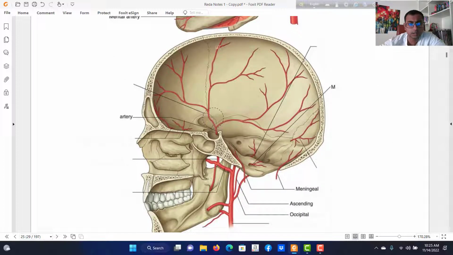So this is the pterion. So these are the middle meningeal vessels: the posterior, anterior, and the middle. So this is the pterion, where it usually ruptures.